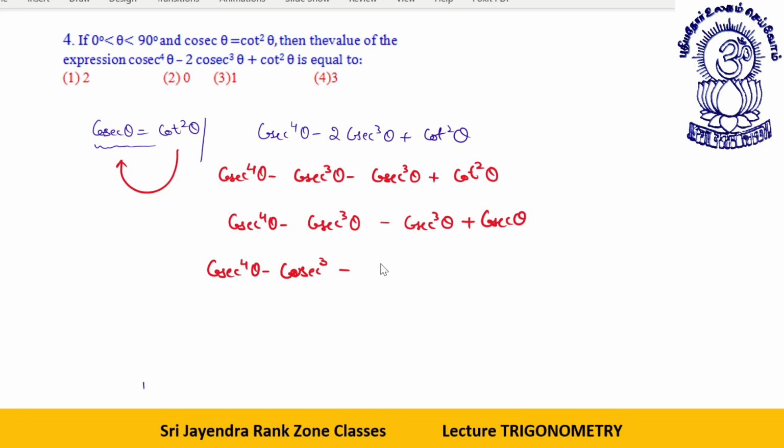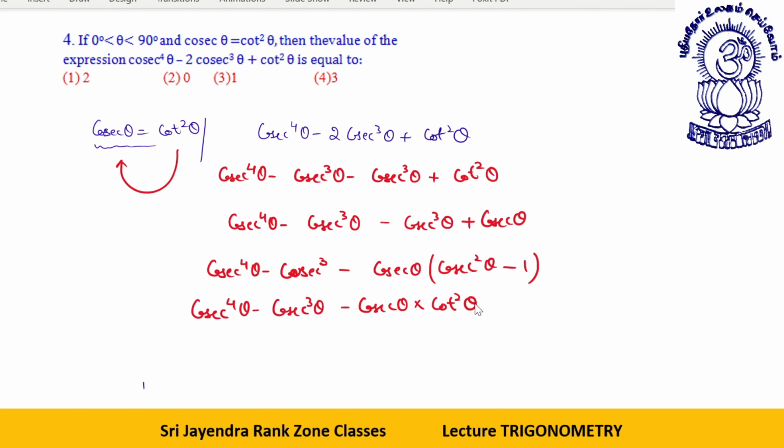Let me take it like this. Minus, if I take cosec theta common, I will be left with cosec square theta, and this will minus cosec theta common, this will become minus 1. So what I have right now, cosec 4 theta minus cosec cube theta minus cosec theta into this cosec square minus 1 is cot square theta. Okay, now this is cosec 4 theta minus cosec cube theta, cosec theta into cot square theta. Cot square theta is what? This is cosec theta. So minus cosec theta into cosec theta.